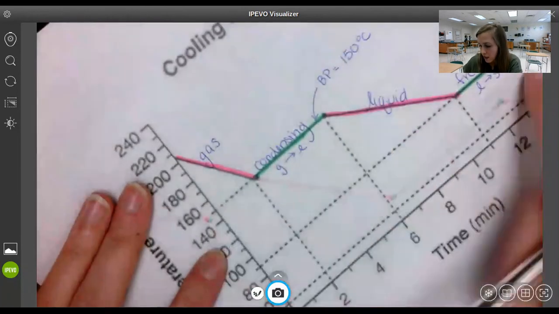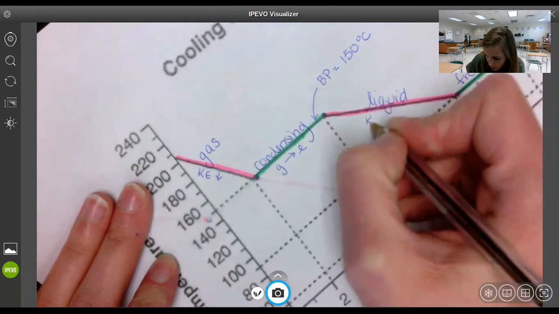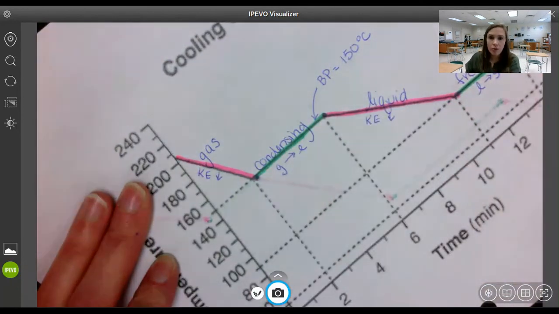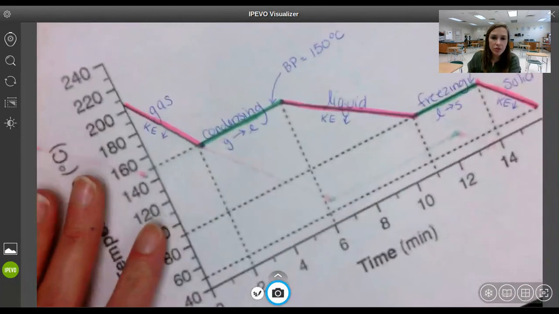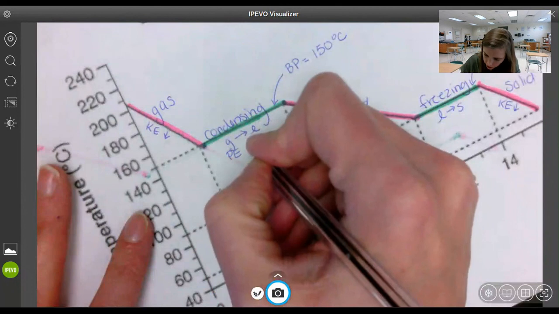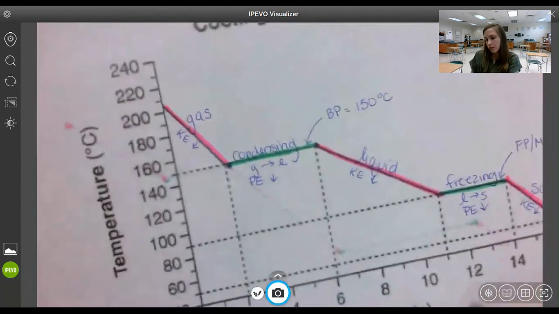Okay, again, we can also tell a couple things about potential energy and kinetic energy. Okay, and any of these line segments here, kinetic energy is going to be going down. Okay, on those three. And then what's happening during condensing and freezing? Well, that's because the potential energy is decreasing, which is causing that phase change.